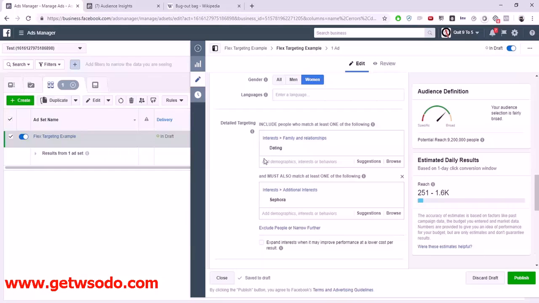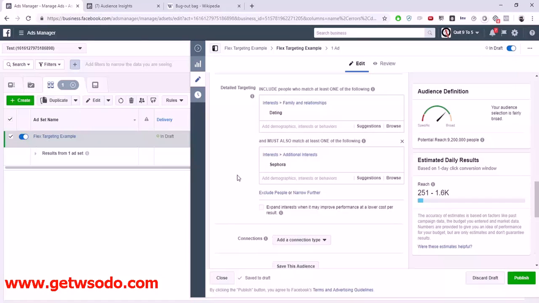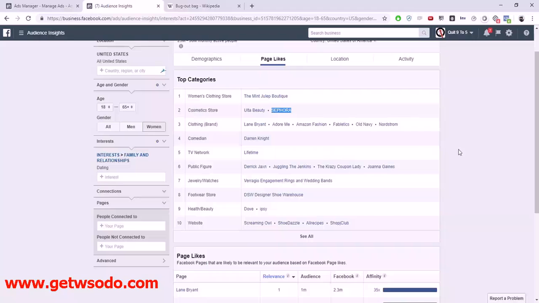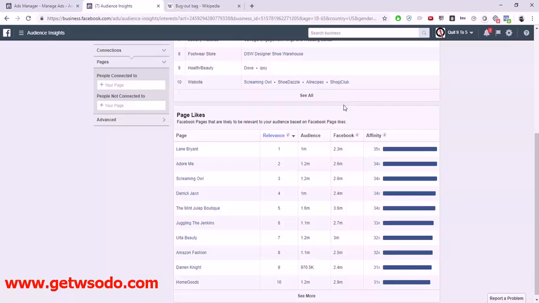We found that the women that are most interested in dating go to Sephora websites a lot, and they're interested in dating. So this is even a laser targeted audience that you could really scale really well because it's huge and also it's laser targeted. So this is what's known as flex targeting. So we're going to keep going a little bit and we're going to see if we can get it even more dialed in. So we're going to go back over to audience insights and we're going to pick a really juicy one that makes a lot of sense.